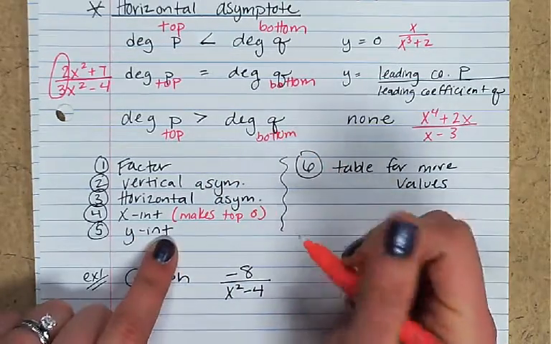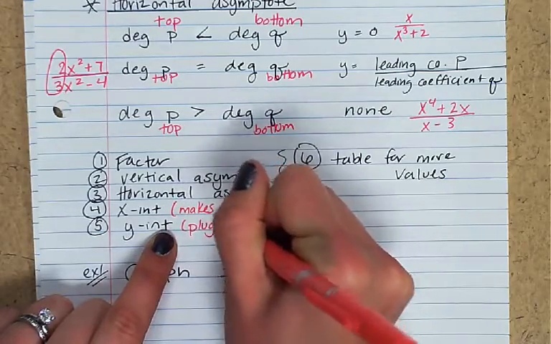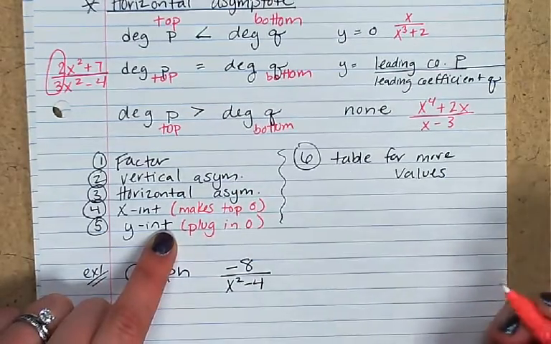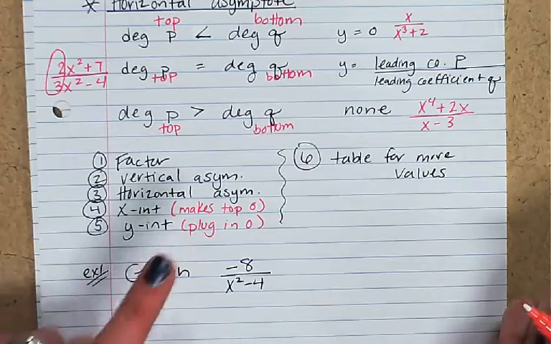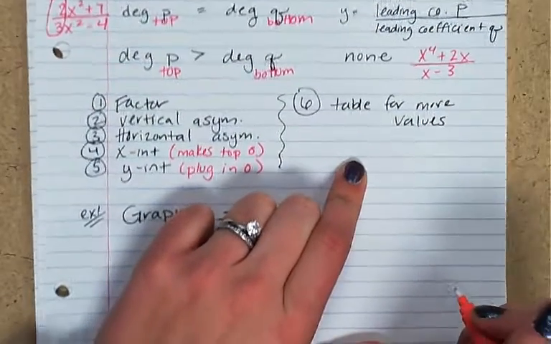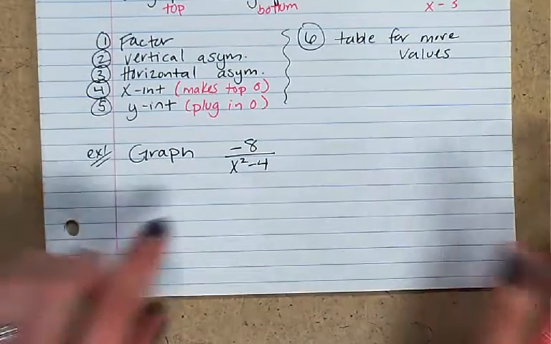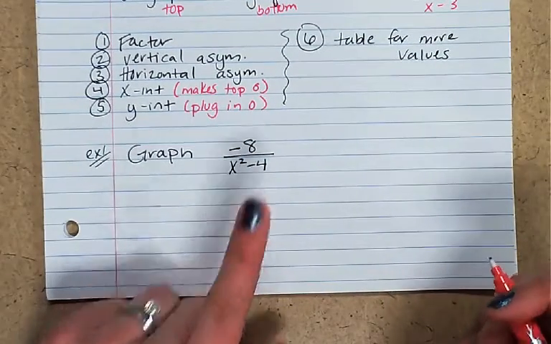Then you're going to find the y-intercept. And the way you do that is you just plug 0 in and see what you get. And that will give you your y-intercept. And then from there, you might need a table to come up with more values of where you're graphing. Okay, so for our first example here, graph -8 over x squared minus 4.